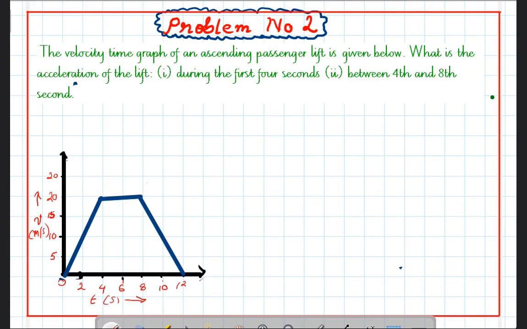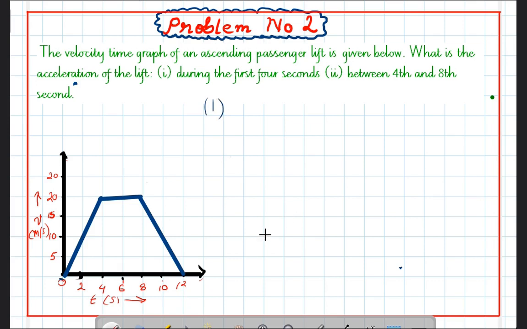Now let's go to the next problem, which is again based on the velocity time graph. The velocity time graph of an ascending passenger lift is given below, and what is the acceleration of the lift for the first 4 seconds and between the 4th and 8th second? So let's do this. First, for the first 4 seconds, let's find the acceleration.